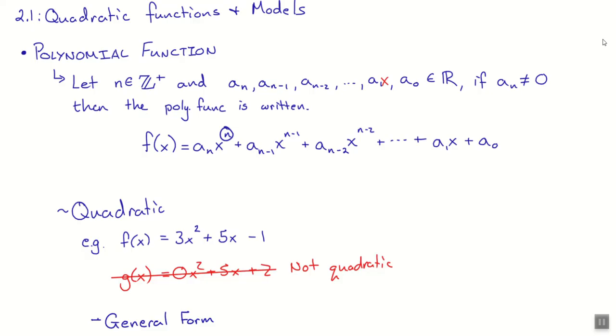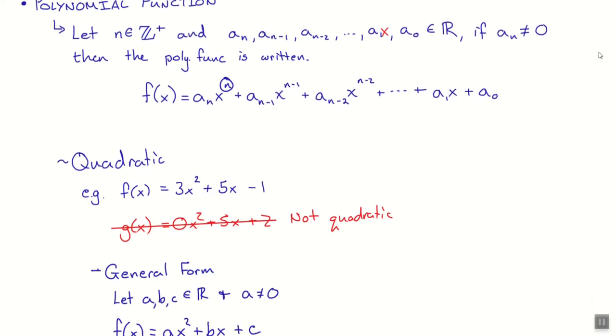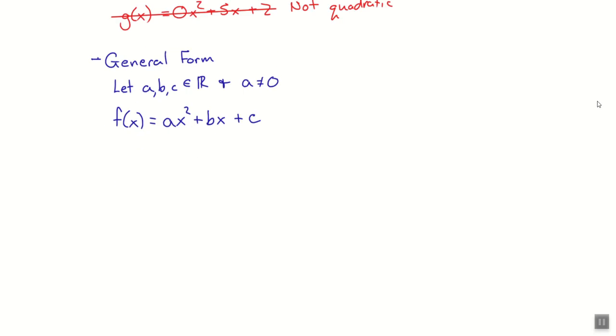So our main idea starting is just polynomials. We'll be talking about polynomials all chapter. Then we're going to zone in on quadratics, but I want to make it much more specific. So let's talk about how do we actually go about graphing quadratics.